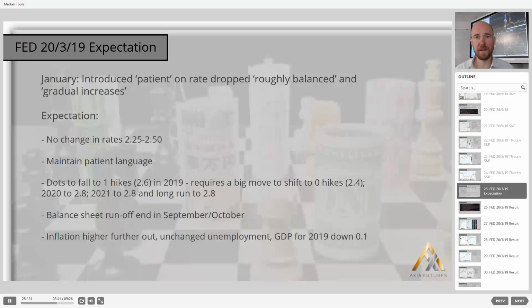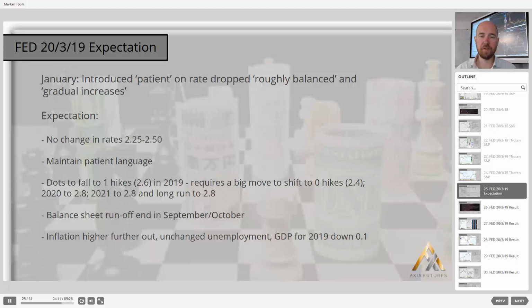The other things that could come into this as well, balance sheet runoff. So this is the reinvestment program that the Fed has, and the idea of them stopping that reinvestment program. So whilst they were reducing the amount of money that they reinvested from their asset purchases, there was then a coming sense that they may well stop this, and stopping it sooner rather than later would also provide a dovish boost.